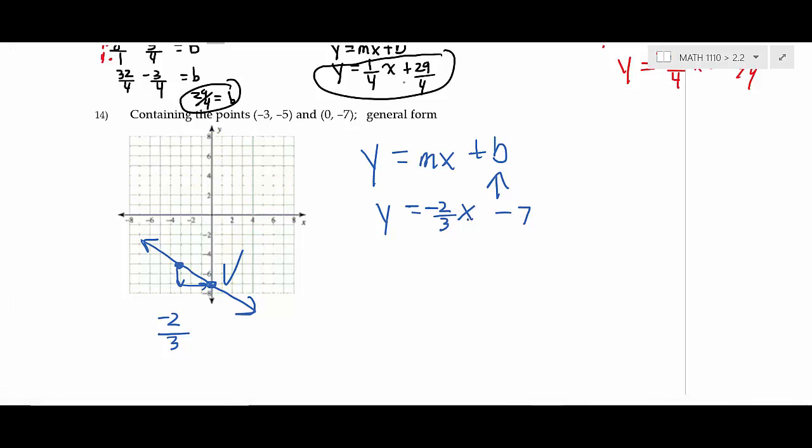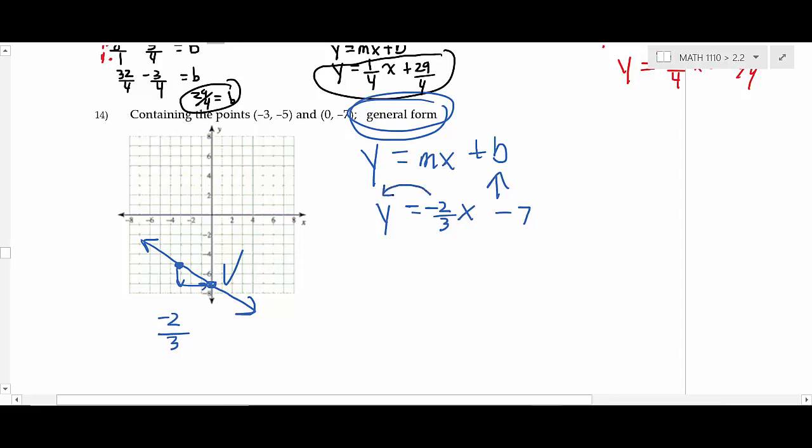Now that's not the answer I'm looking for because I'm looking for general form. When you do your homework on MyMathLab, pay attention to the directions. What is general form asking for? AX plus BY equals C. All that means is all your x's on the left side, number on the right, and no fractions. You want to get rid of your fractions.